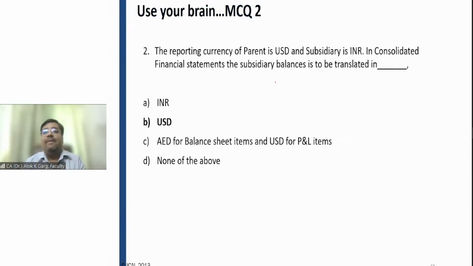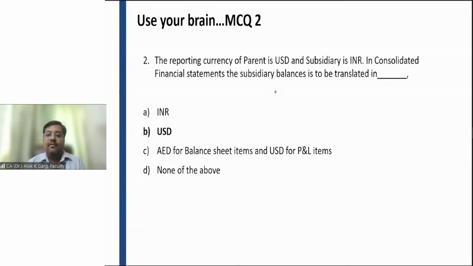The reporting currency of the parent is US dollar. Subsidiary is INR. In the consolidated financial statement, the subsidiary balance is to be translated in which currency? I'm not getting a response from the students. Students, am I audible? I'm not getting a response from all of you. Okay, now I got 3 responses. Yes, US dollar.